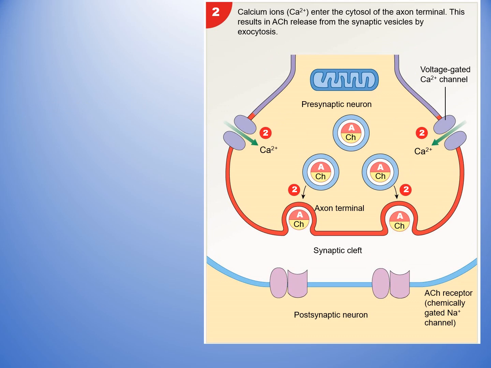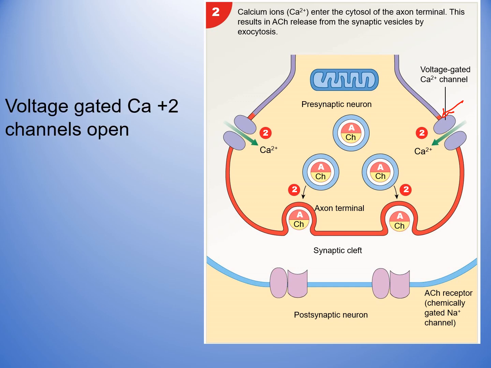This slide has a few steps on it. Okay, so we can see the little red piece right here indicating that we have a change in voltage. And that's what opens this voltage-gated calcium channel. So the membrane changed in its potential and this voltage-gated channel opened up. And the only thing that moves through this voltage-gated channel is calcium. No other ion molecule can fit through it.